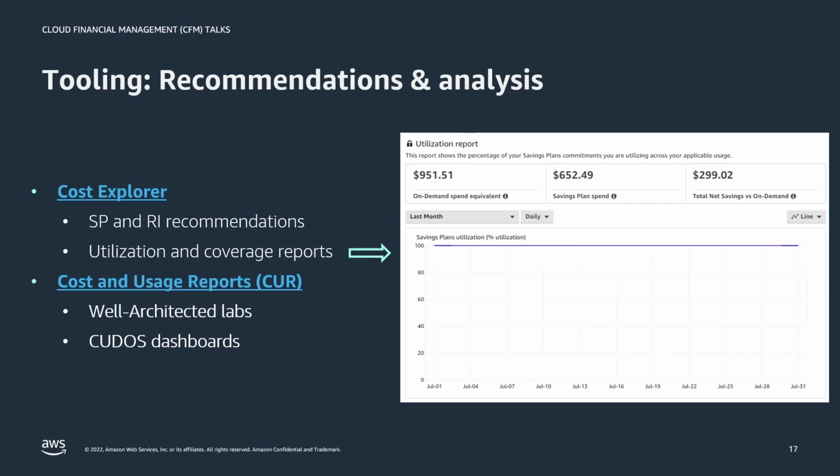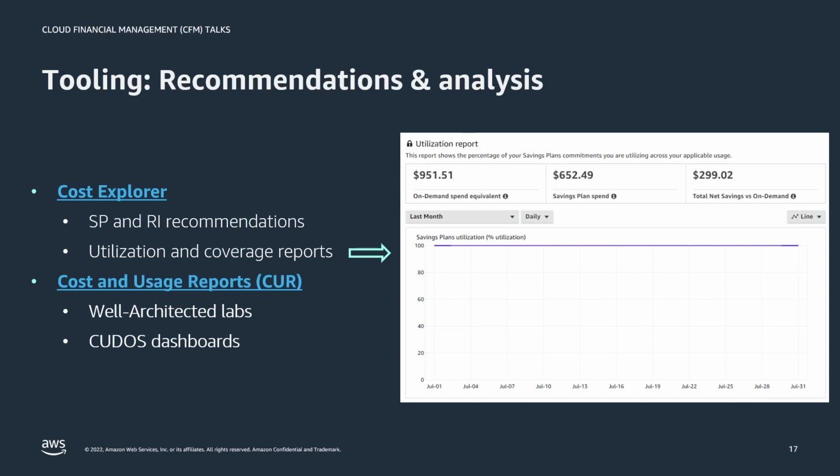Now, shifting gears away from management tooling, we'll still go into some tooling, but a little bit more of recommendations and some analysis. The main out-of-the-box tool, and really my first check for any savings plan or RI recommendations, is going to be Cost Explorer. It's going to give you a ton of data based on your historic usage in terms of what purchase did I make, what would estimated savings be, and so on and so forth.